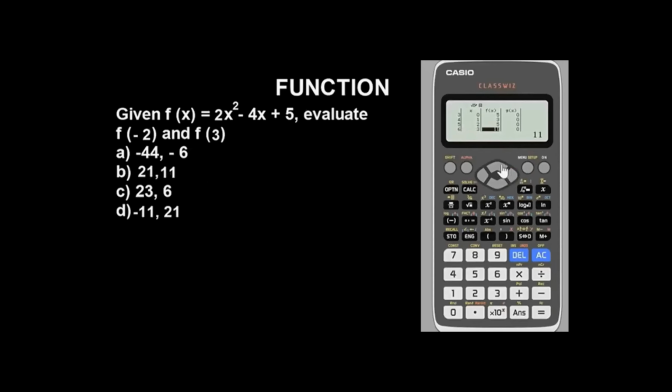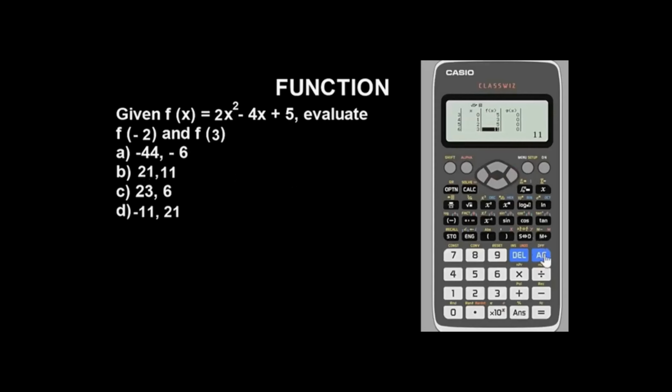Let me go back again to show you. We tell the calculator to start from -2, right? So when x is -2, our f of x is 21. Let's go back to x. When x is 3, our f of x is 11. So our answer is option B. Very, very simple, guys.